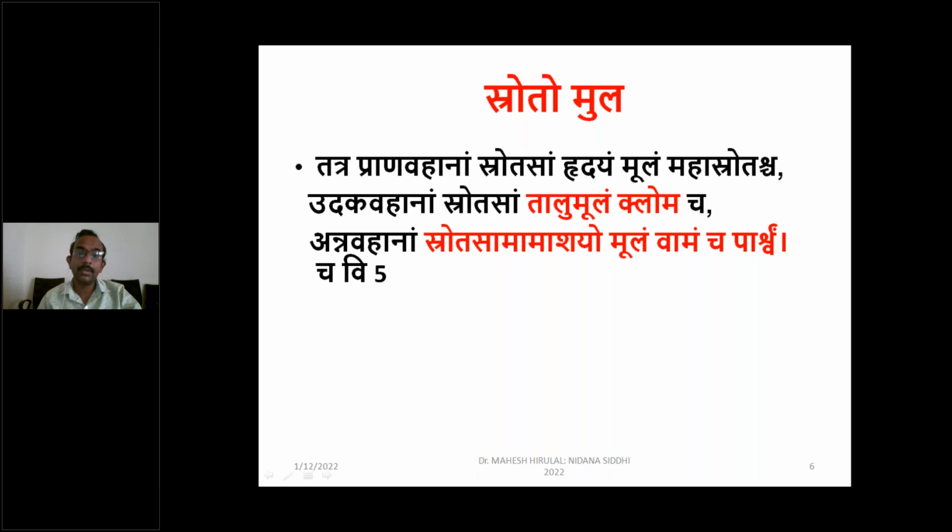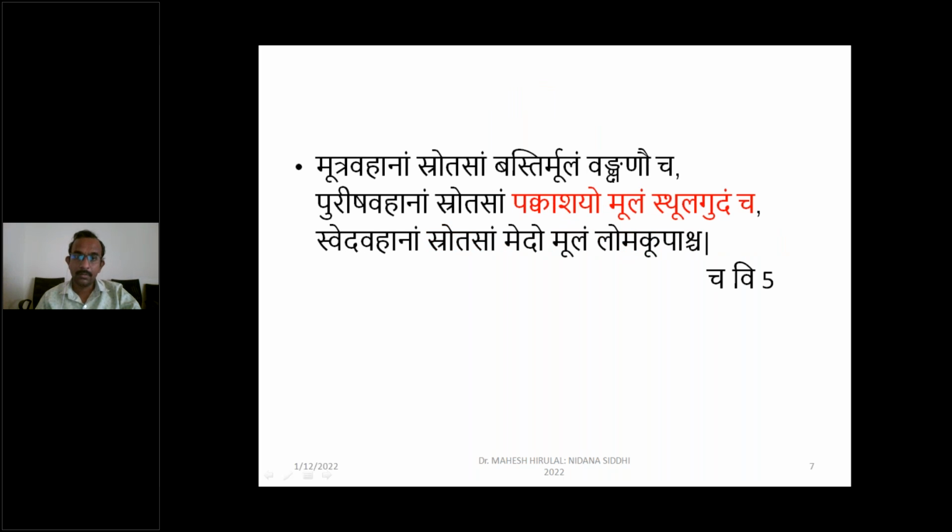So with this, if you see the Annavaha srotas with the GIT, we will come across the Talu, Mula, and Kloma. It may be a part of GIT. And in the Annavaha srotas, Amashaya and the Vamaparshva. Then in Purishavaha srotas, Pakwashaya and Sthulaguda. These all are the part of the GIT.